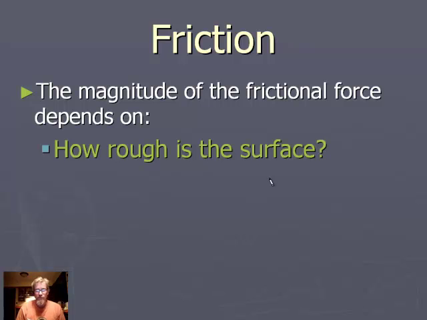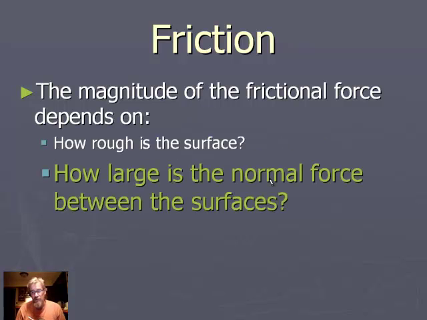How big the frictional force is depends, as you might expect, on a few things. One of them obviously would be how rough is the surface. Sandpaper rubbing on sandpaper is going to produce more frictional force, everyone could imagine, than a piece of glass rubbing against a piece of sandpaper.